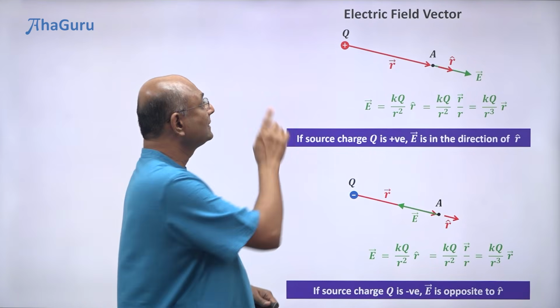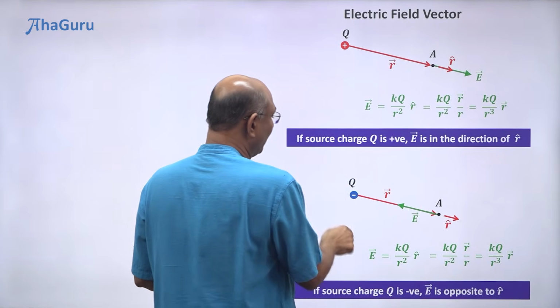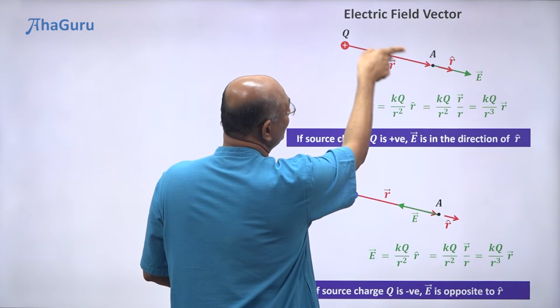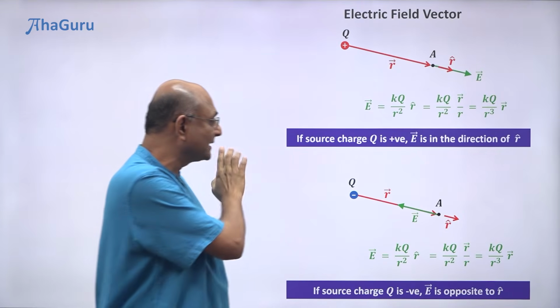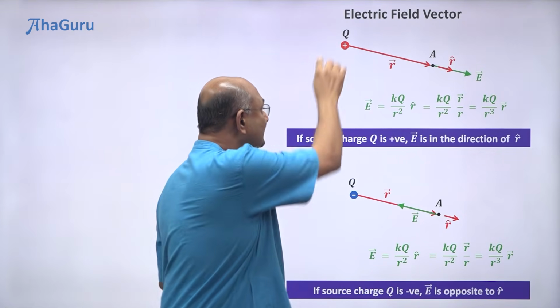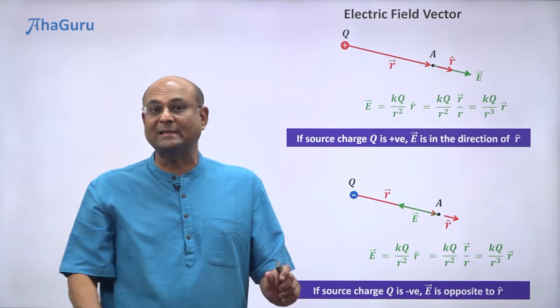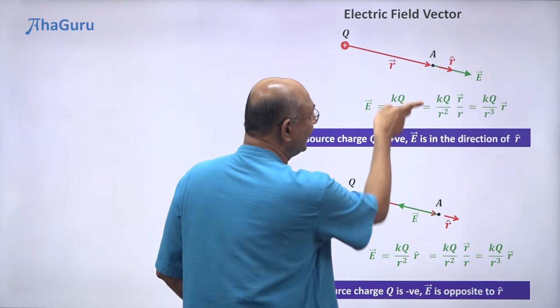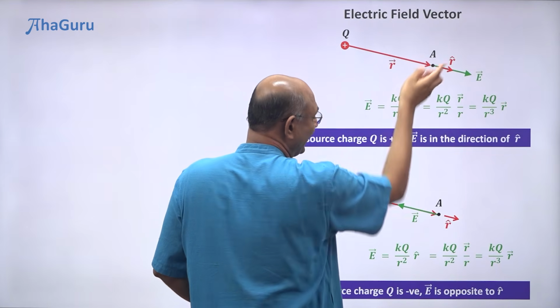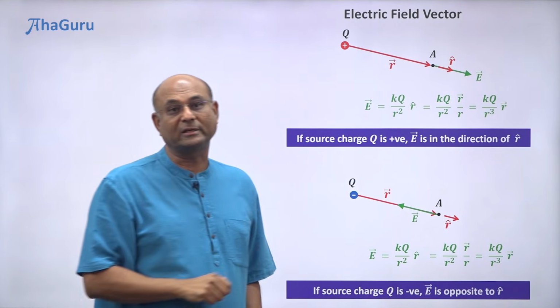Again, remember that the r vector, whether it's positive or negative, is from the source to the point you are interested in. So the r vector direction does not change, it is the same. The sign of q will decide. The formula is the same, the r vector direction is the same. The sign of q will decide whether the electric field is along r cap or opposite to r cap.